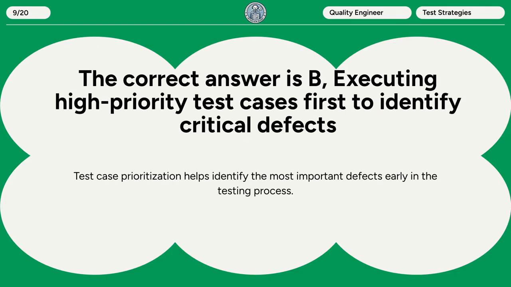The correct answer is B. Executing high-priority test cases first to identify critical defects. Test case prioritization helps identify the most important defects early in the testing process.